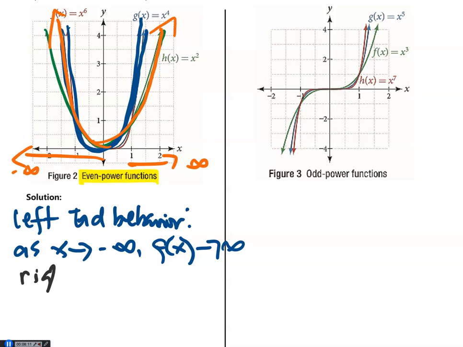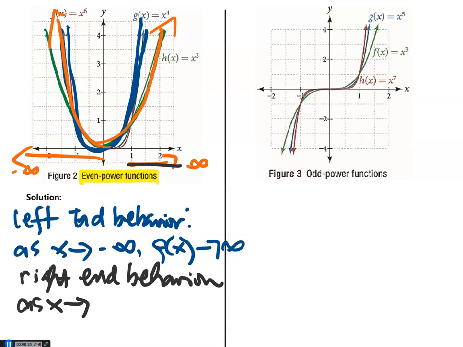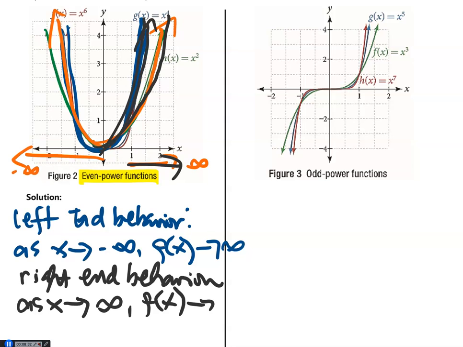The right end behavior: as x approaches the right, which is positive infinity, our f of x approaches, look at this graph, if you follow all these three graphs, it approaches also positive infinity. Okay, so those are for all even power functions. How about for all odd power functions?